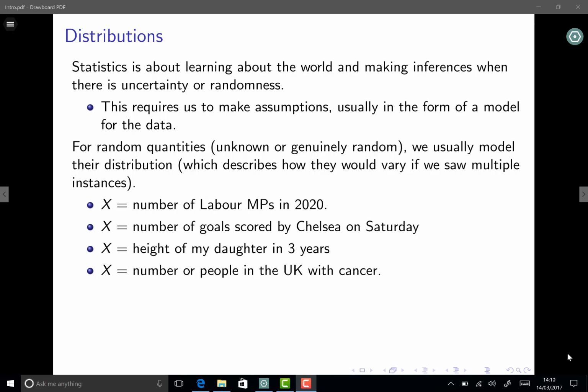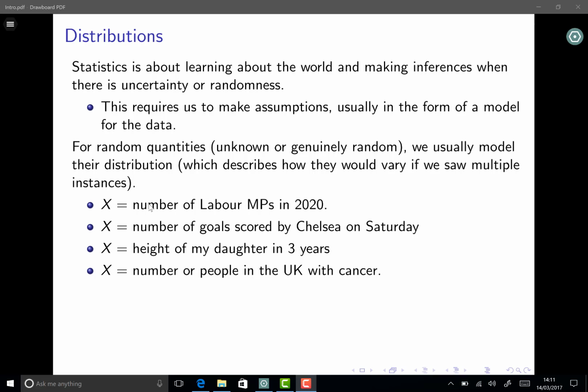We should also make a note here about what random means. Random can mean that the quantity is genuinely random, like a coin toss, or it can sometimes mean that it's simply unknown. So let's consider these different random variables here. So X could be, for example, the number of Labour MPs in 2020. So that's a random quantity that we don't know what it is, but we can think about a distribution for it. So we know it could be at most 650, which would be every MP, and the smallest it could be is 0, and it's got to be a whole number.